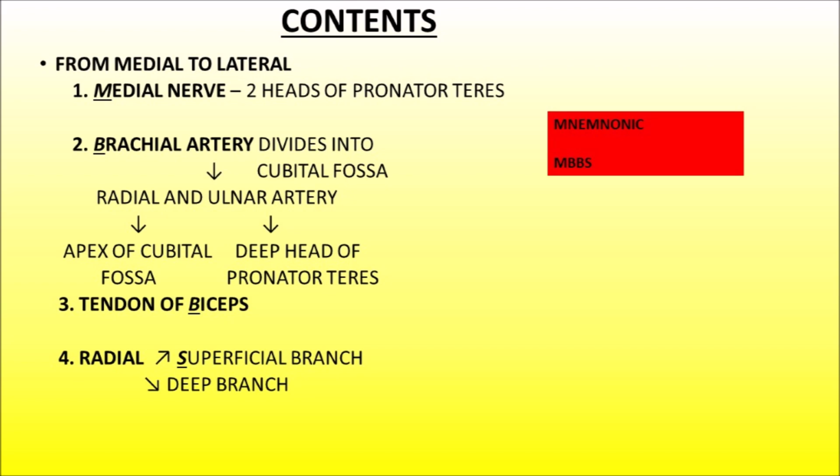The radial artery passes through the apex of the cubital fossa and runs superficially in the forearm. The ulnar artery is the largest artery and runs deep to the deep head of the pronator teres, and then the tendon of the biceps, and the radial nerve divides into the superficial branch of the radial nerve and the deep branch of the radial nerve.